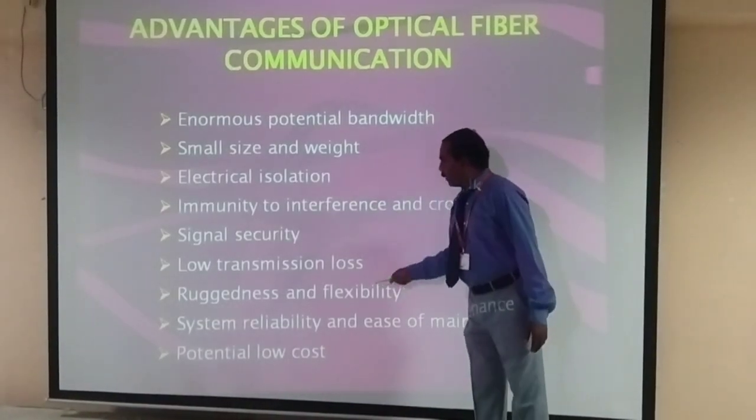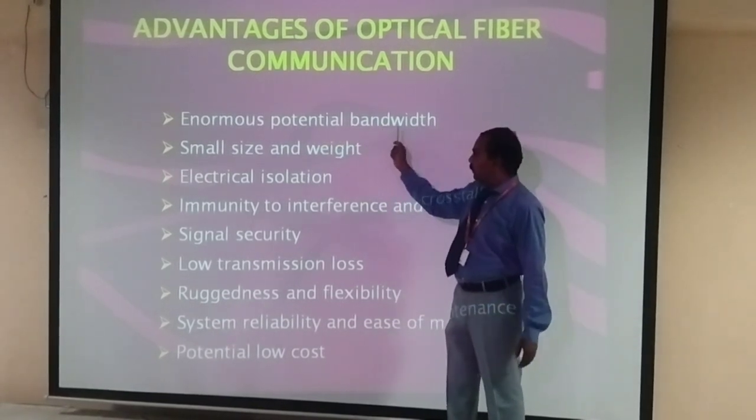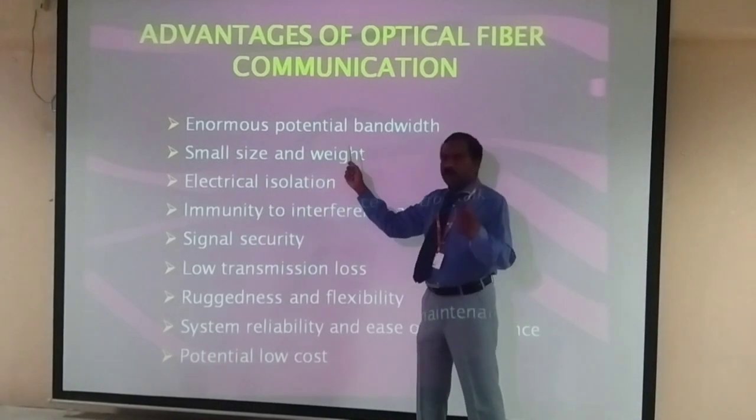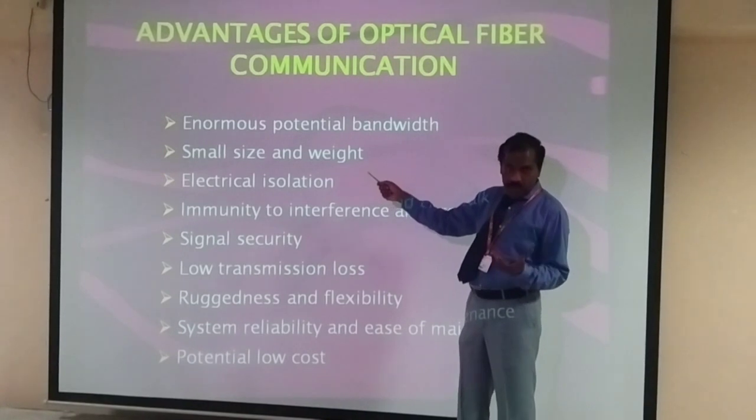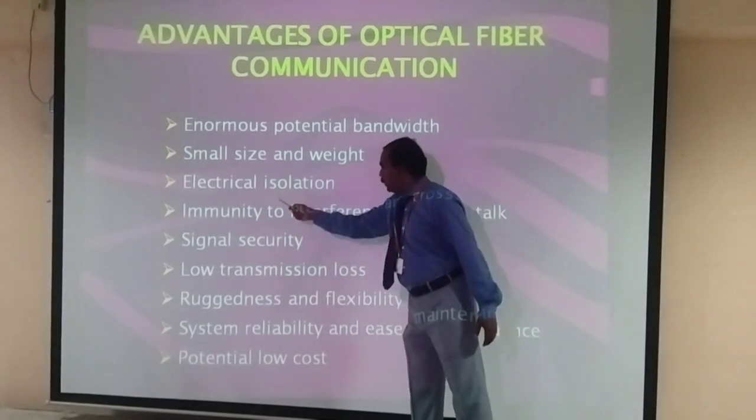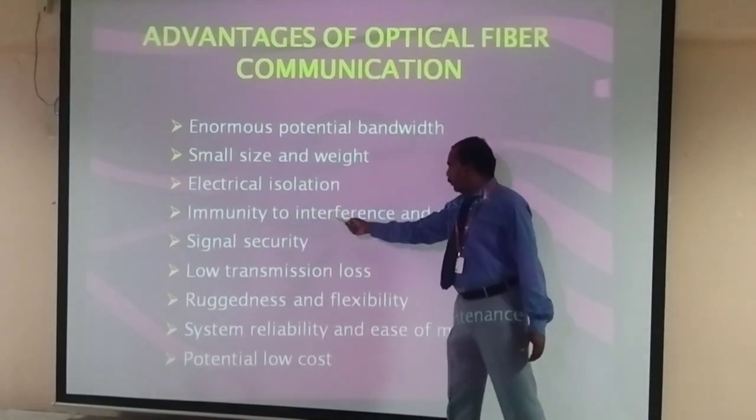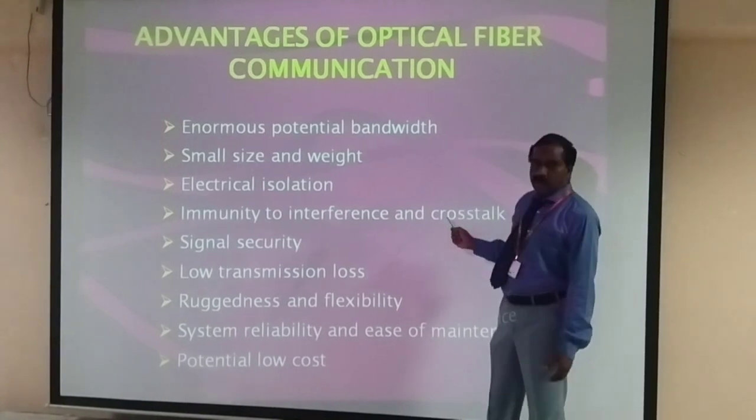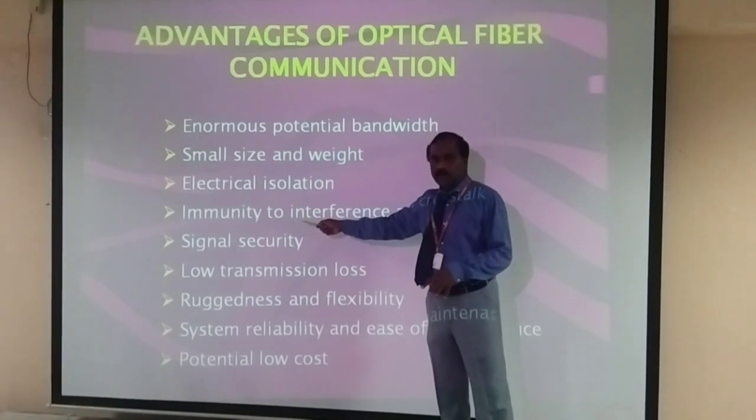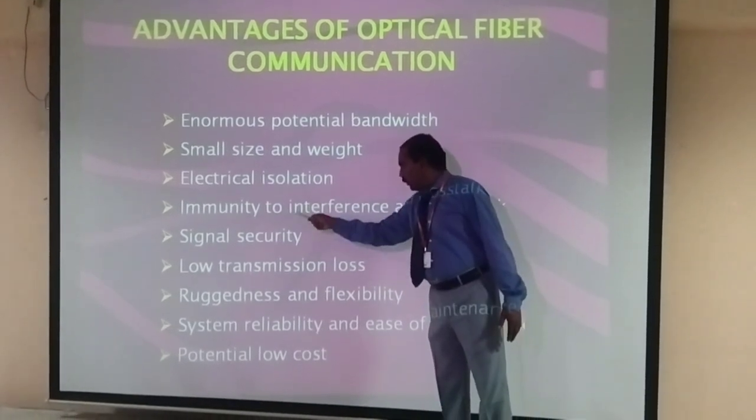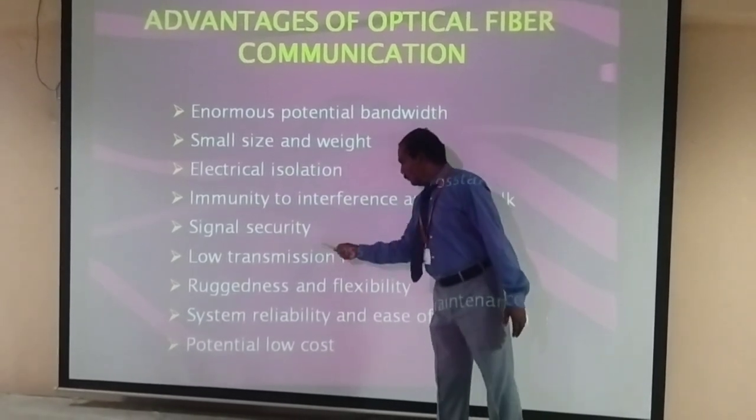So here are some of the advantages of optical fiber communication: it has enormous potential bandwidth, small size and weight, like our hand size, and electrical isolation. So there is no effect of any thunder or dampness or humidity. Those kinds of special added advantages are available in the fiber optic communication network. Immunity to interference, and crosstalk is minimized. The signal security is more. Here, tapping is not possible during the signal transmission, so optical fiber communication nowadays is highly useful for signal security.